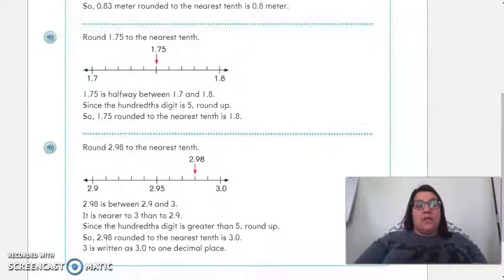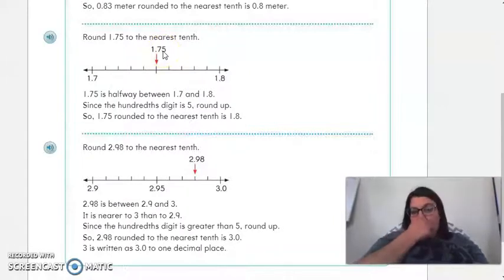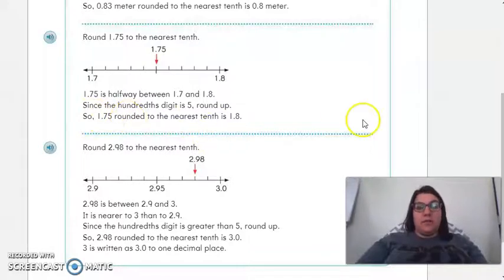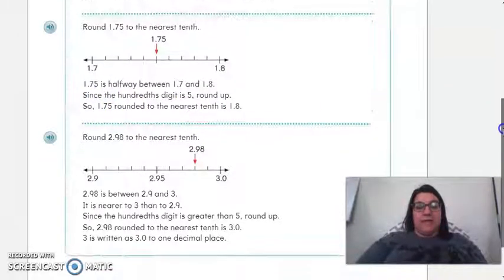Okay, let's look at 1 whole and 75 hundredths. They want us to round that to the nearest tenth. 1 and 75 hundredths is halfway between 1 and 7 tenths and 1 and 8 tenths. So they decided which two tenths it was between. It's between 1 and 7 tenths and 1 and 8 tenths. We look at our digit in the hundredths place. In this case, that digit is a 5. So we would round up. So 1 and 75 hundredths rounded to the nearest tenth is 1 and 8 tenths.